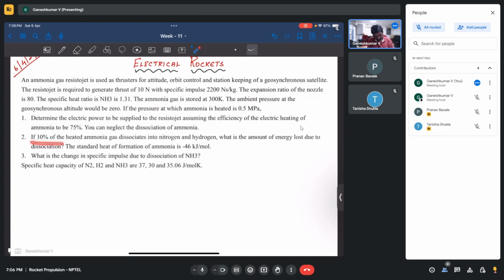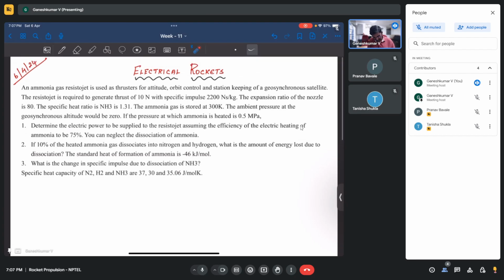For the second question, let's assume 10% of the heated ammonia gas is dissociating. If the ammonia dissociates into nitrogen and hydrogen, let's say 10% of the ammonia gas is dissociating, what is the amount of energy lost? Because of dissociation there will be some energy lost, so what is that amount? And third, because of that dissociation, how much specific impulse am I losing, or what is the change in specific impulse I am going to have, is what we are going to find out. These are the three questions. It might look trivial, but it is not, trust me. I hope the question is clear for you all.